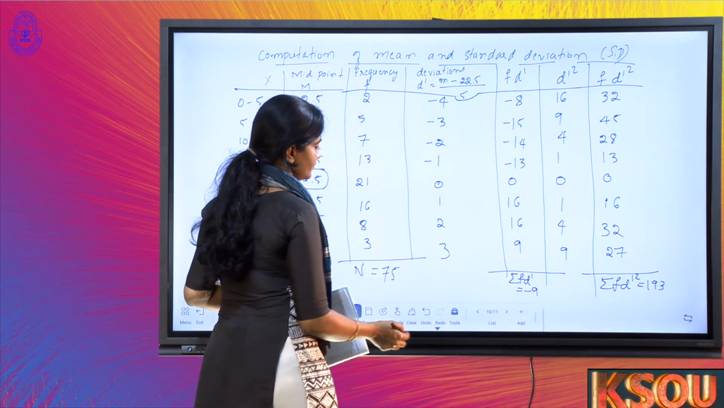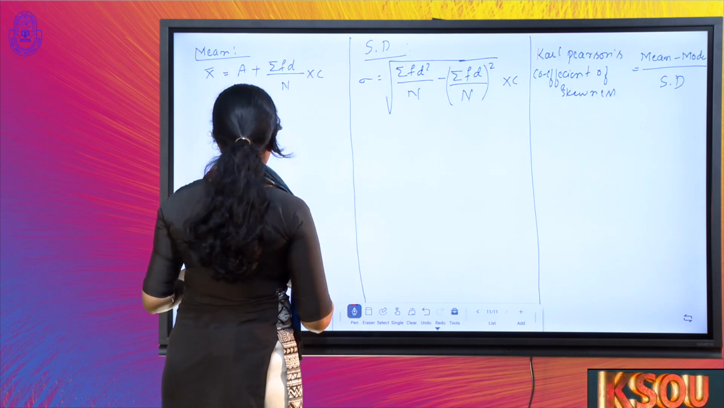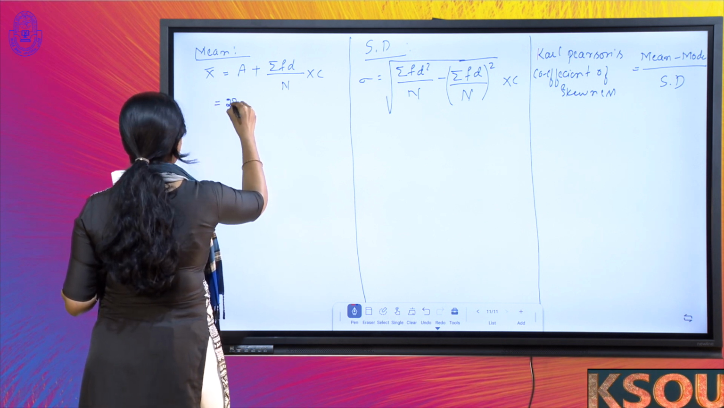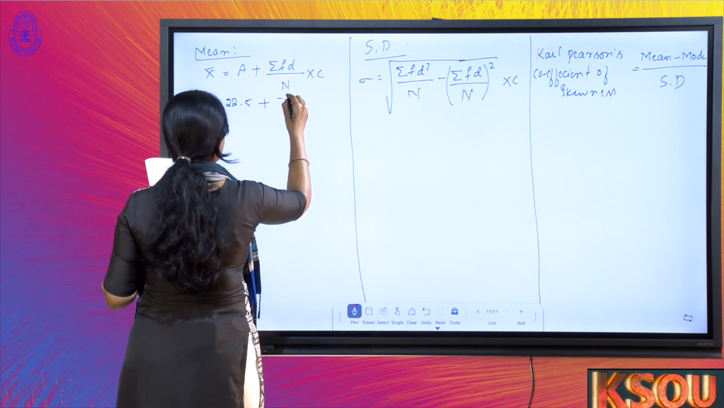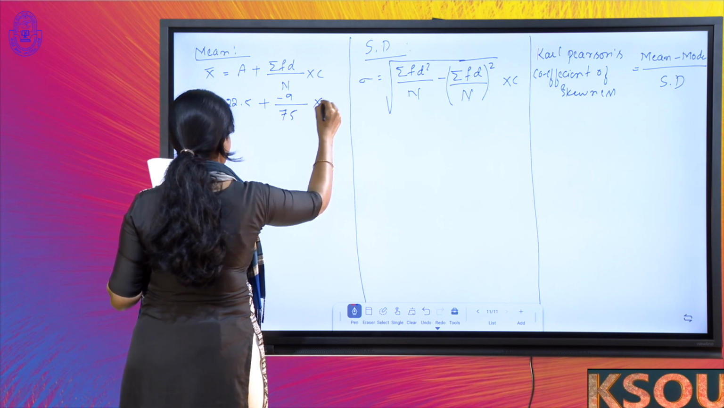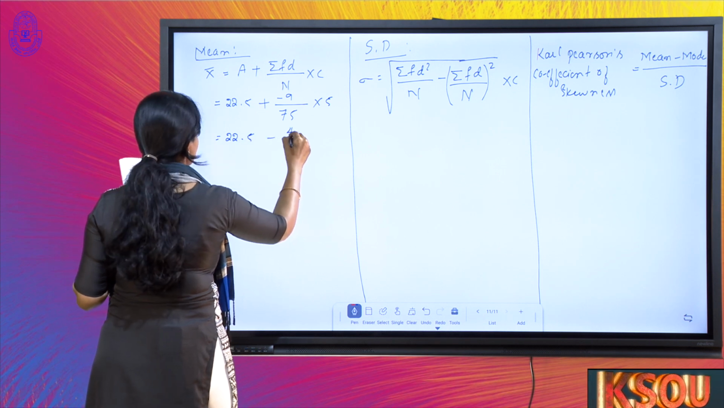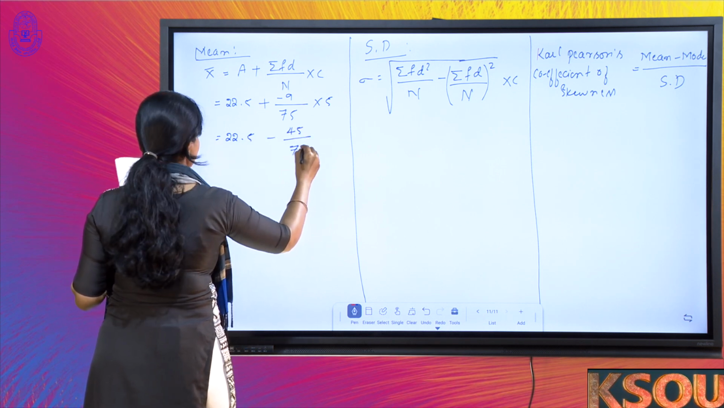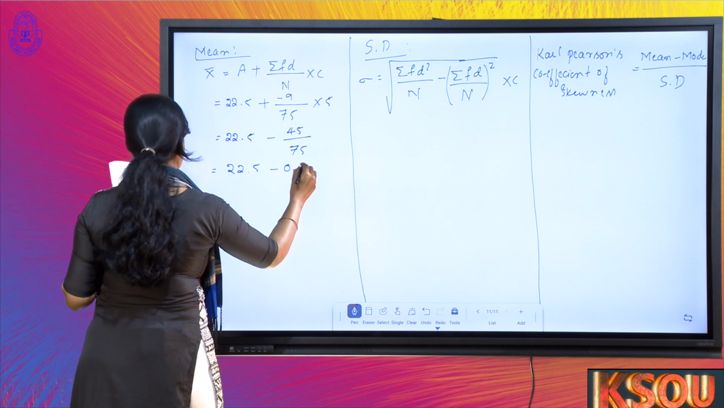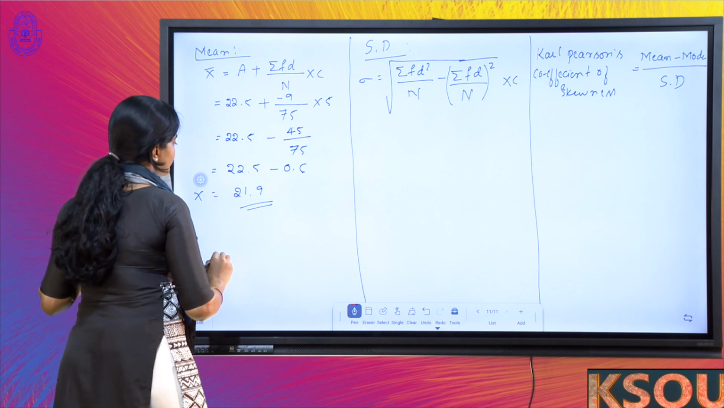So, after this you will have to calculate the mean value. So, for the mean value, A is the assumed midpoint, that is 22.5 plus minus 9, that is summation fd value, divided by 75 is the n value, into c value is 5. Take 22.5 minus 45 by 75, that is 22.5 minus 0.6. So, you will have to get the value 21.9. So, this is the mean value here.